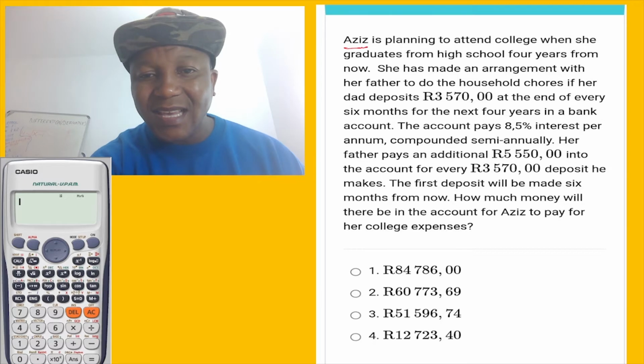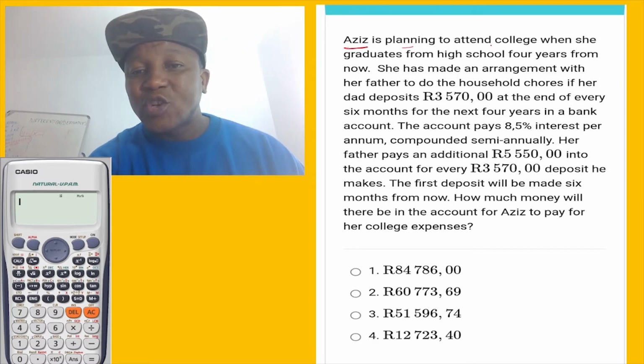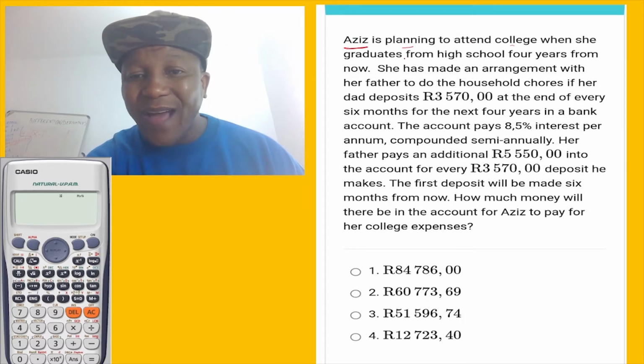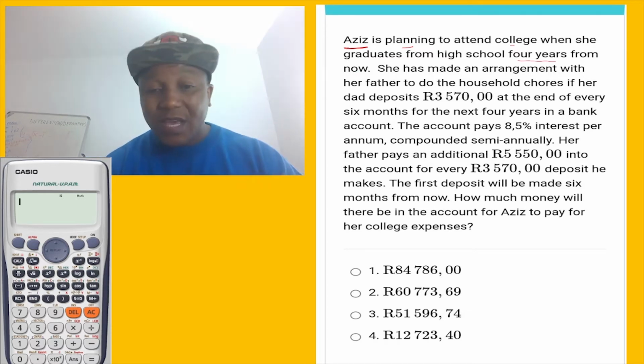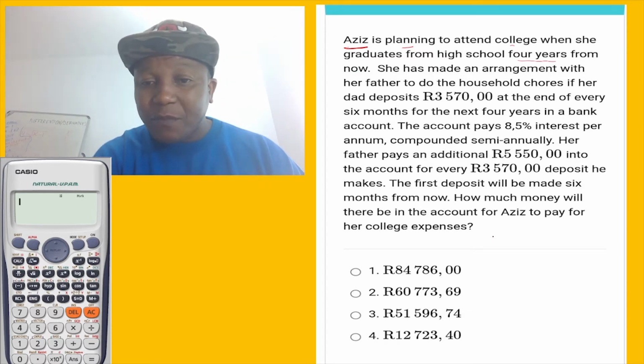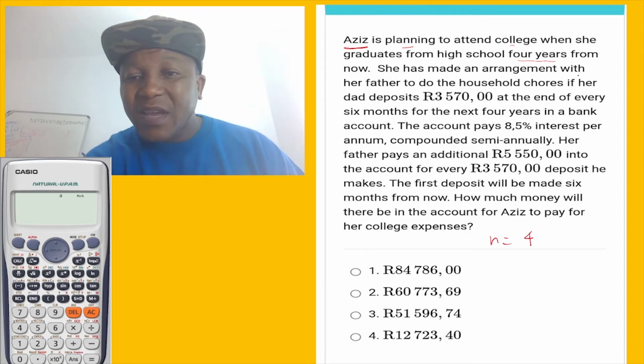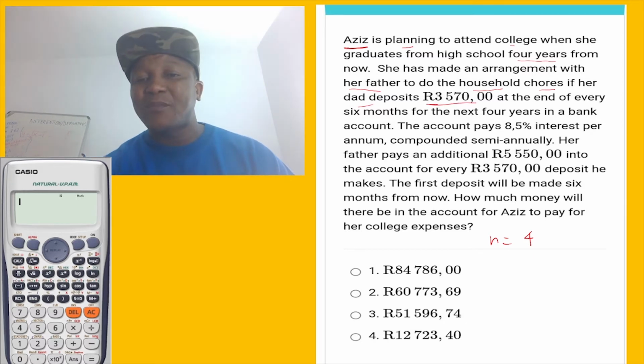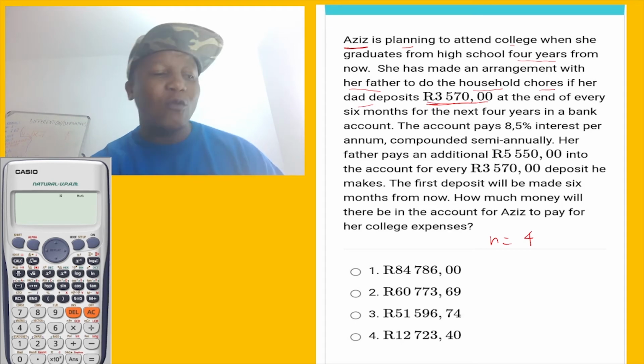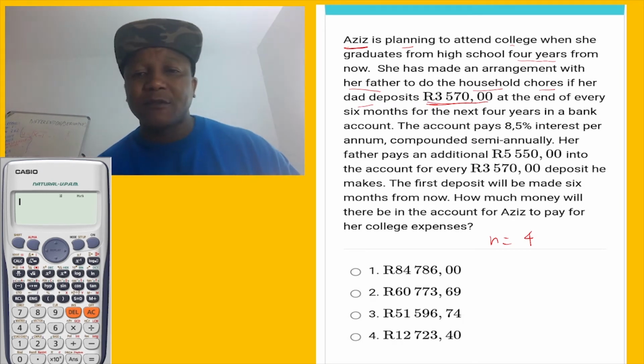They say Aziz is planning to attend college when she graduates from high school 4 years from now. So a time which is represented by the letter N equals 4. She has made an arrangement with her father that if her dad deposits this amount, oh, so only if her dad deposits this amount. For now we don't know, so let's just say that's the amount.